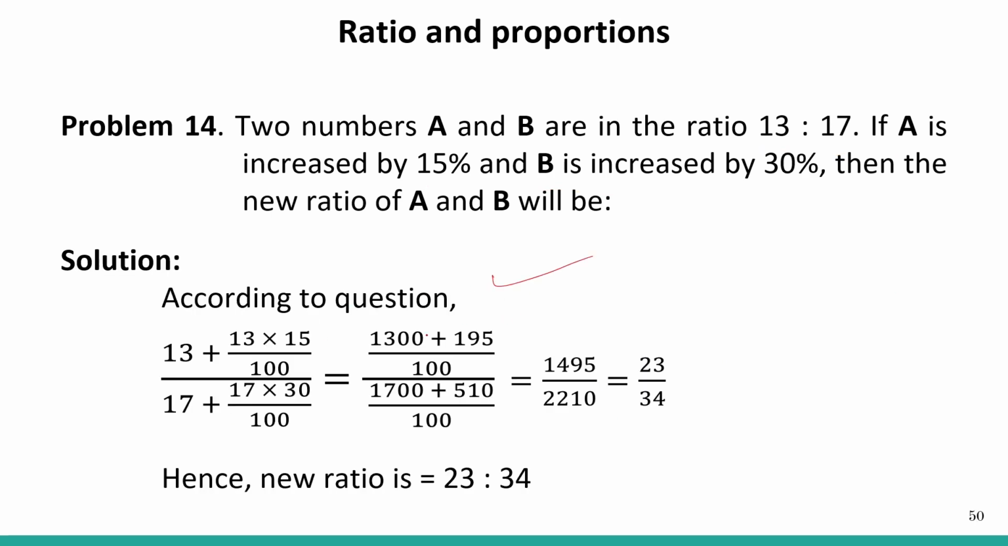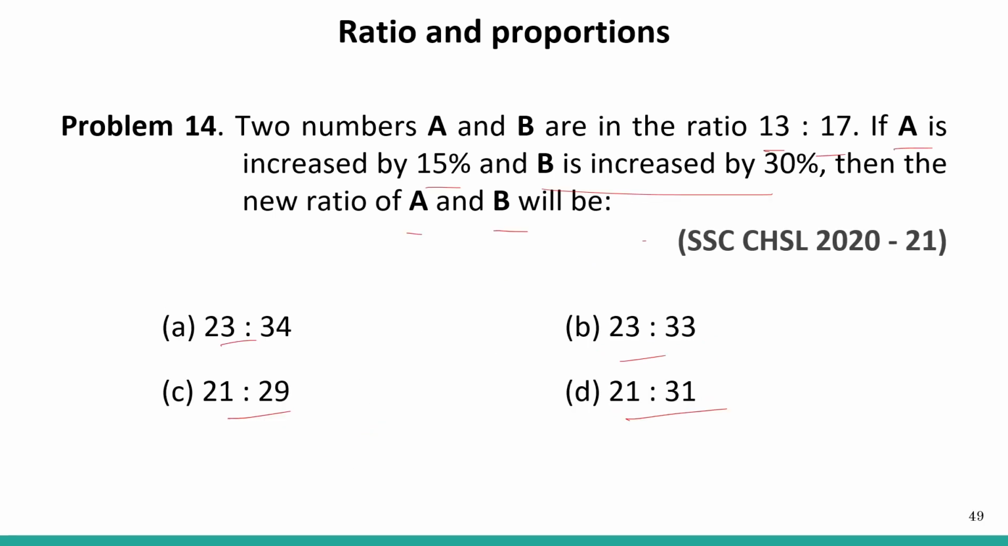Okay. So according to the question, 13 plus 13 into 15 by 100, as A to B ratio is 13:17 and A is increased by 15%, whole by 17 plus 17 into 30 by 100 is equal to 1300 plus 195 by 100 whole by 1700 plus 510 whole by 100. That is equal to 23 by 34. So the new ratio is 23 is to 34. So this is the correct answer. These are all wrong answers.